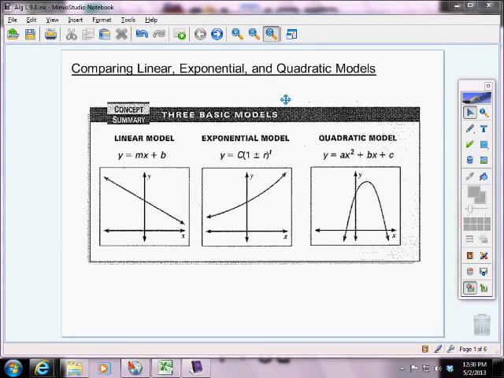We have studied three different types of functions: linear, exponential, and quadratic. So if you remember, we've spent the most time on linear. A linear line means a straight line, and we have our standard form of y equals mx plus b. An exponential model, remember, we can have exponential growth or exponential decay.